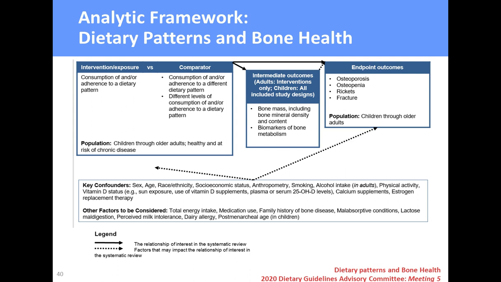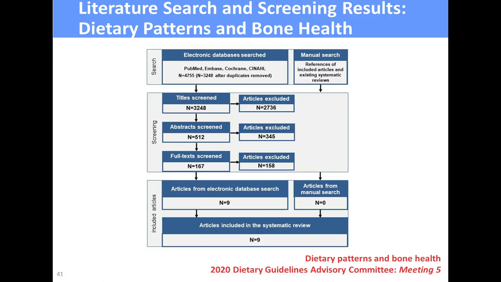This streamlined analytical framework is shown on this slide. It provides the foundation for the question examining the relationship between dietary patterns and bone health. This review does build off an existing review from the previous advisory committee. In addition to the streamlined inclusion-exclusion criteria, intermediate outcomes were included only for intervention studies in adults or all study designs in children. So next slide to see the screening results, the literature search and screening results for dietary patterns and bone health.